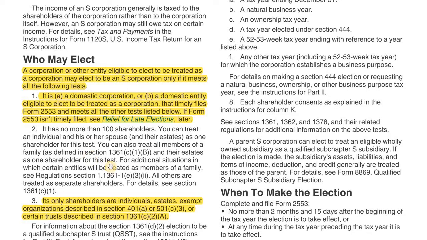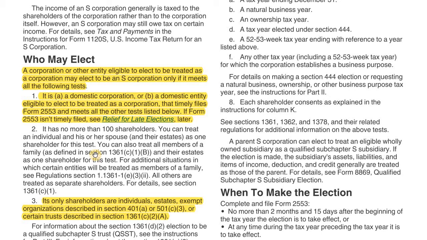So if we look at the first piece, is it a domestic corporation? That's your run-of-the-mill. You set up a Delaware corp, so you've got XYZ Inc., Delaware Corporation. That's a domestic corp. So that entity is eligible to file for the S corporation election.